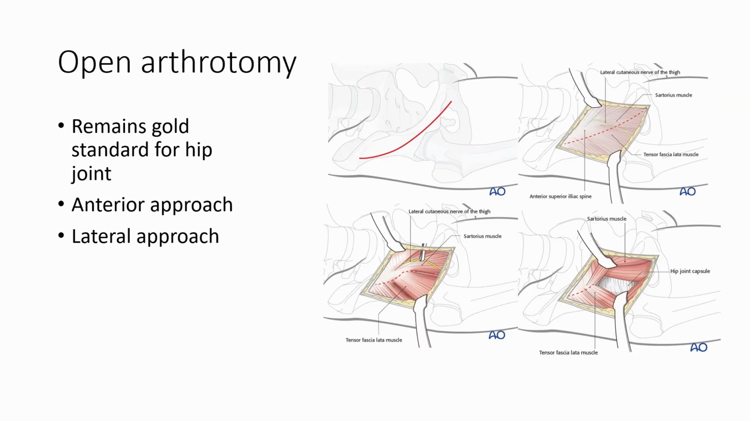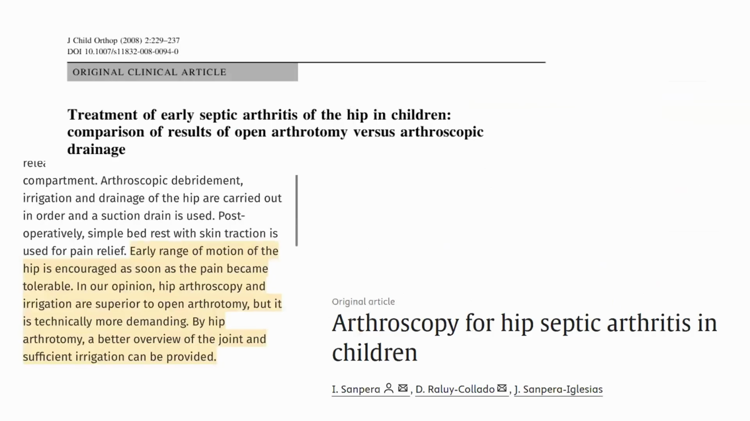Identify the lateral rectus border and retract it medially, expose the hip joint capsule, and we protect the lateral femoral circumflex artery. Once we open the capsule, we evacuate the pus, remove all the non-viable tissue, irrigate the joint, leave the capsule open, but close the skin, leaving drains.